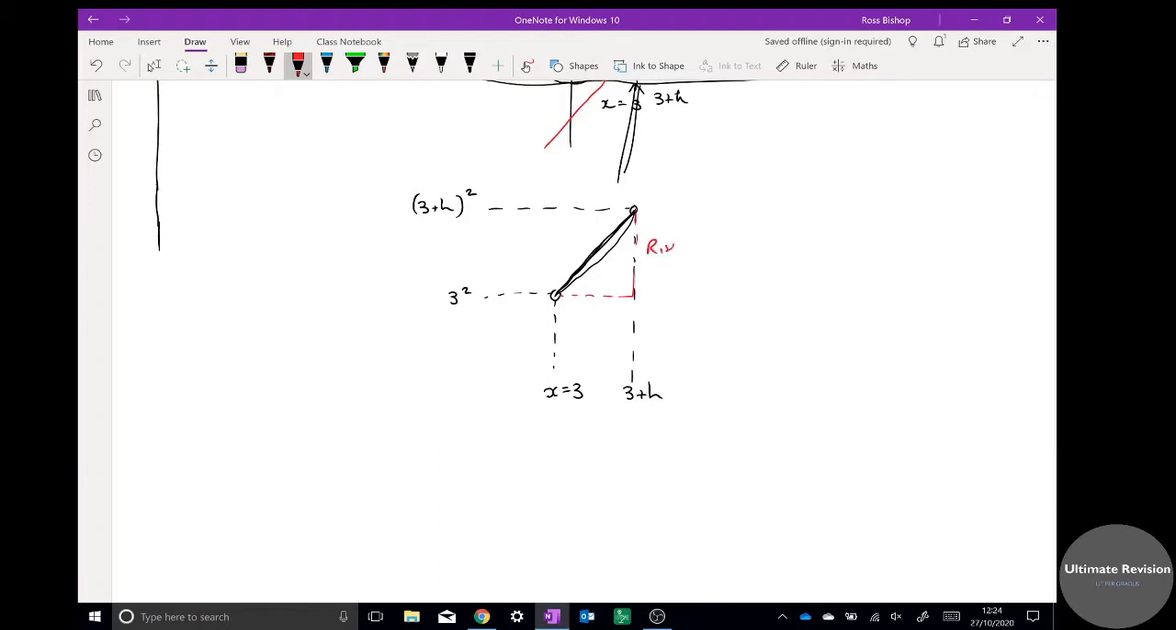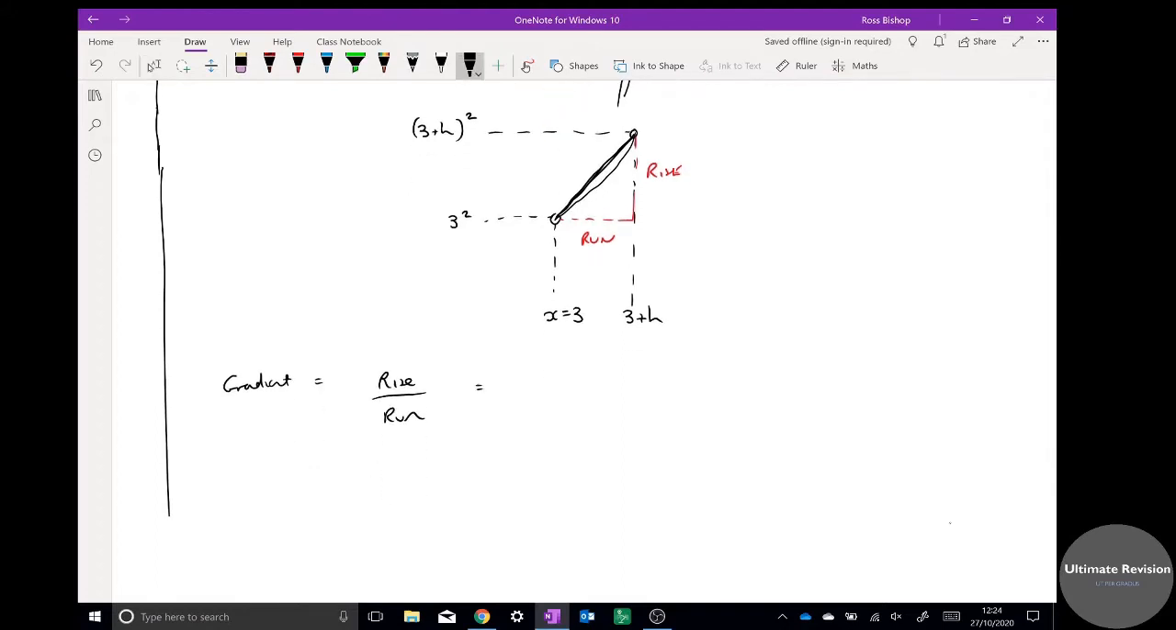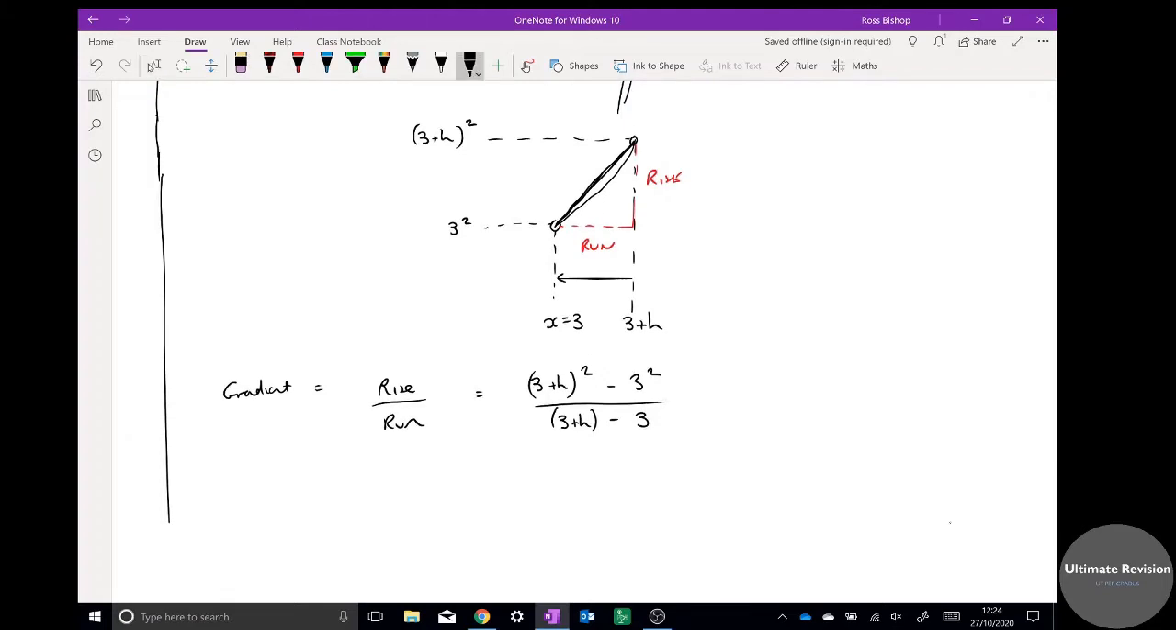again, rise over run. So the gradient is equal to the rise over the run. Now, the rise is the change in the y. So it's going to be 3 plus h squared minus 3 squared. And the run is the difference, 3 plus h minus 3. Okay, this distance here is effectively going to be h, you'll see that in a minute, and that distance there is the rise, which is this coordinate minus that coordinate.